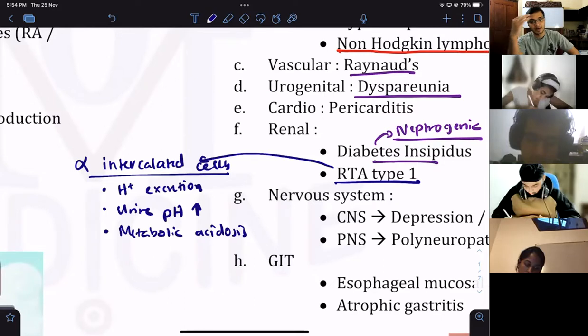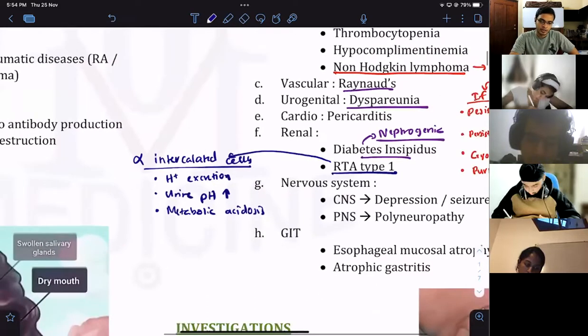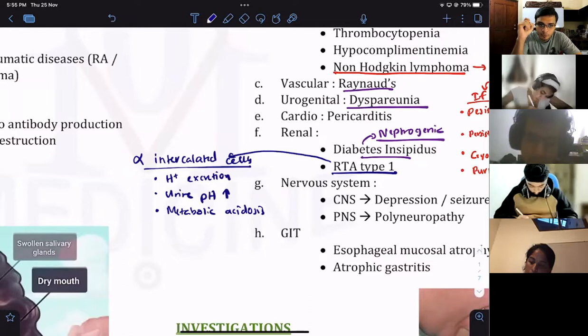For students who have not come for those modules, it's okay. Just go and review what is RTA type 1 and RTA type 2. You all have talked about even type 4. I think you were given a small introduction in your chapters. So Sjogren's is mainly associated with RTA type 1 because there can be autoimmune damage specifically to those pumps and ion channels involved in hydrogen excretion. This RTA type 1 is also related with some sort of electrolyte imbalance. What is it related with? Anyone?